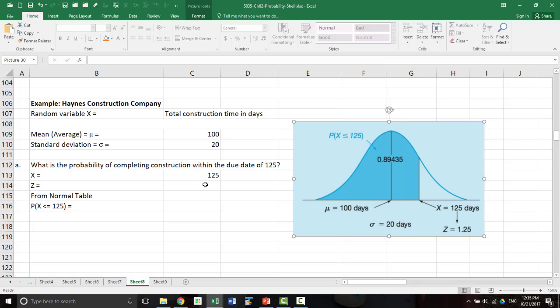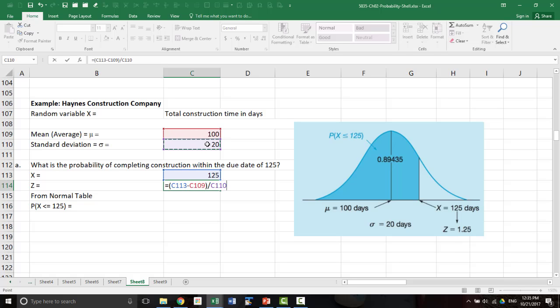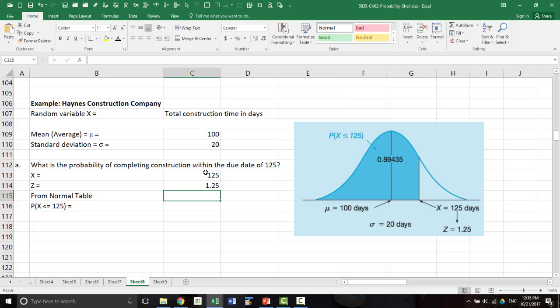So how do we compute this probability? First, we have to convert this X into a standard normal value, Z. So Z will be X minus mu, divided by the standard deviation. So that's our Z, which is 1.25. So this is converted into Z.